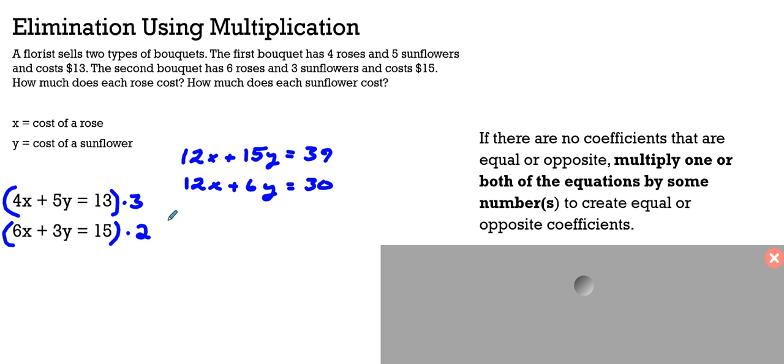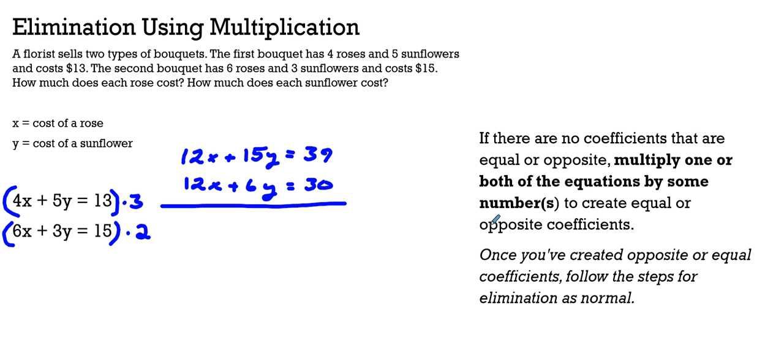So now that we've adjusted the system that we had, our x coefficients are the same. Now we get to just follow the steps that we know. We've got equal coefficients, so we're going to subtract these. 12x minus 12x is going to be 0x, or just 0. 15y minus 6y is going to be 9y. And 39 minus 30 is going to be 9. Meaning y, or the cost of a sunflower, is $1.